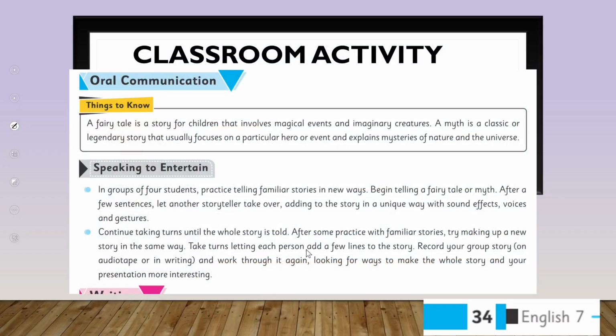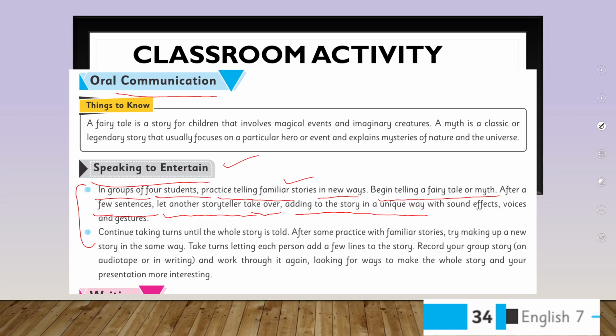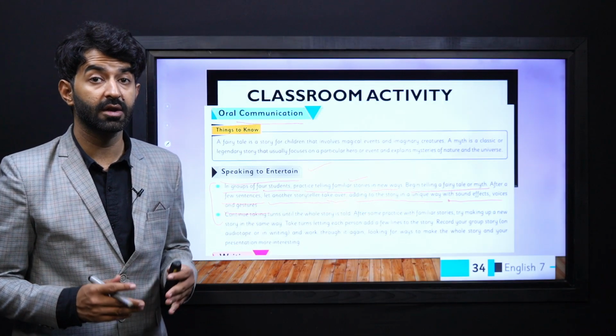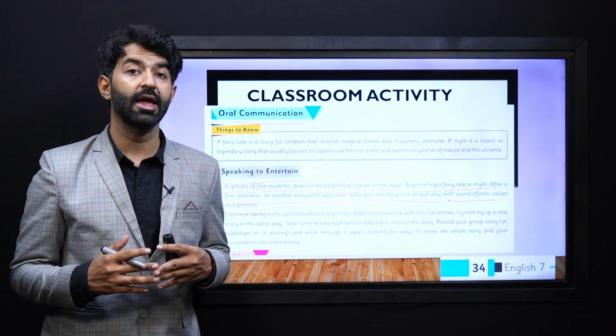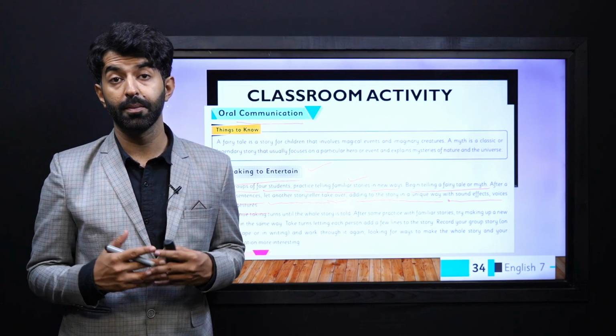And for your classroom activity, we have an activity in which you have to be divided into groups of four students and practice telling familiar stories in new ways. Begin telling a fairy tale or myth. After a few sentences, let another storyteller take over, adding to the story in a unique way with sound effects, voices, and gestures. You can follow the rest of the instructions by yourself and complete this classroom activity. This will enhance your speaking and will make you more confident.